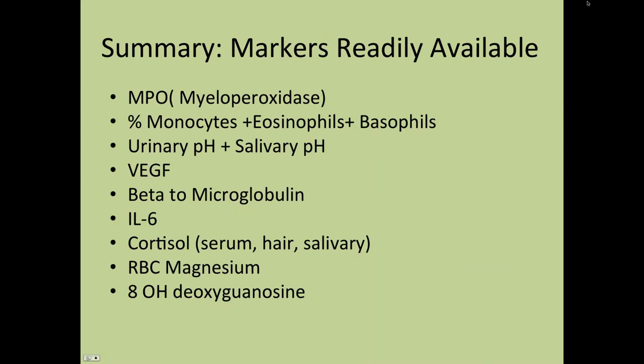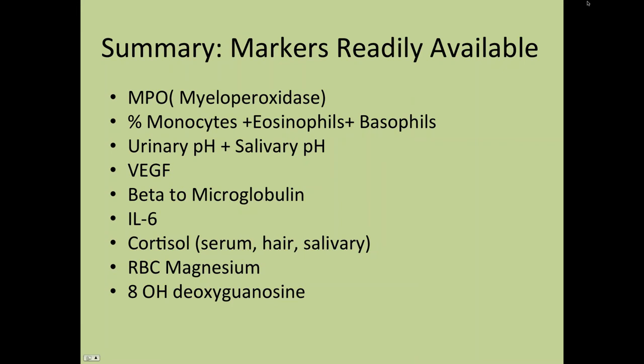Summary of markers that are readily available that you can look at for inflammation. I want to keep these talks under an hour or so, and I know I went kind of quick, but these are things that you can get easily. You can get MPO, you can get percent monocytes, eosinophils and basophils. Please add neutrophils as well. Urinary and salivary pH, VEGF. Well, I had a couple of misspellings here. That's beta-2 microglobulin. IL-6, cortisol, serum, hair, salivary, however you can get it.